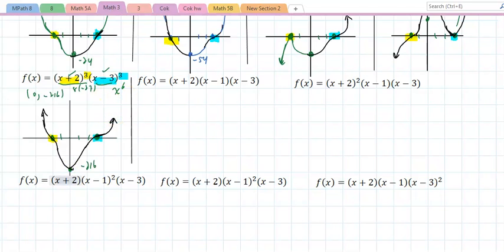And there's the graph. So I'm going to stop here for this video. The next video, I'm going to do 3 intersections and deal with all of these cases.